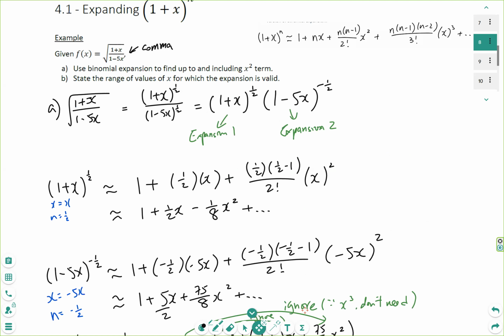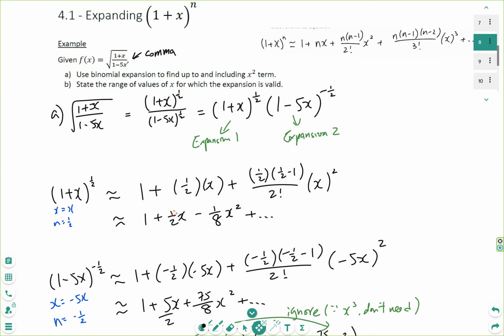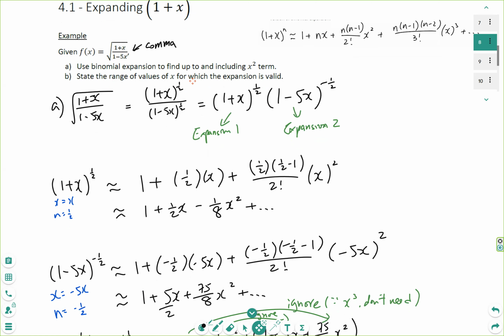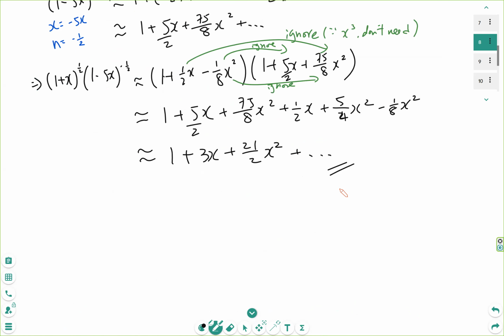Okay, so when you have a composite function like this, split it up one by one, and then do negative power, expand double bracket, and then do that. Part B, state the range of values for that to be valid. So validity. 1 plus x, we just look at bracket by bracket, is valid when modulus of x is less than 1.